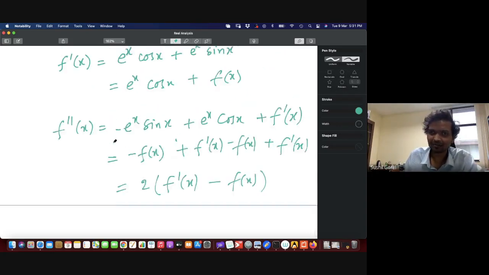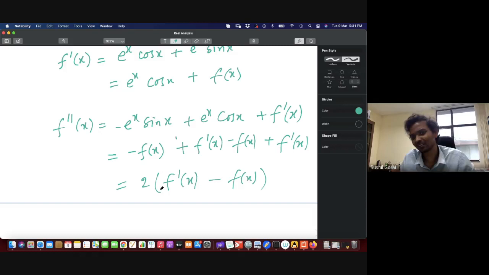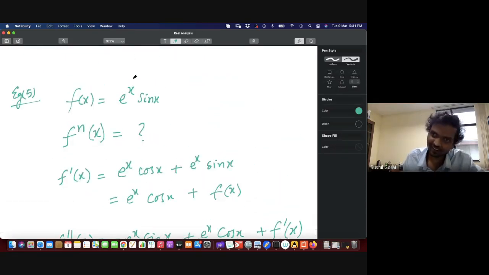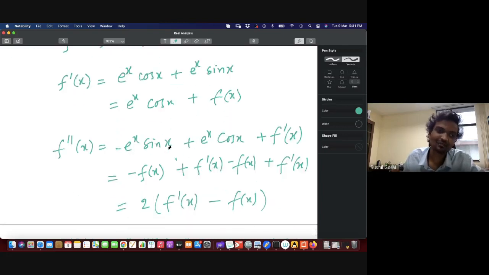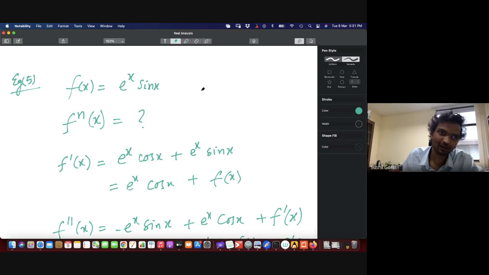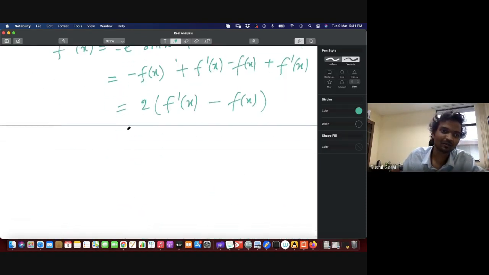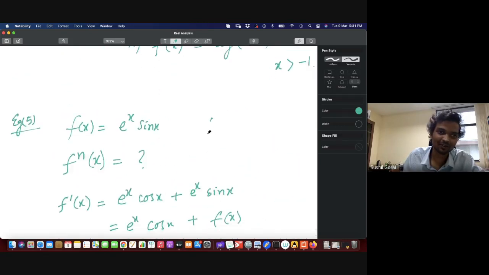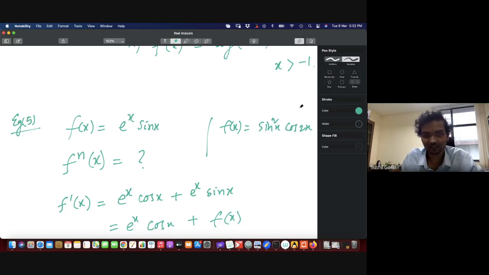Anyway, in this case the function is very nice. e to the power x remains constant and hence you get this, but in general you will not get this. For example, if you look at fx equal to sine square x plus sine square x cos 2x, something like that, you might not get back f.